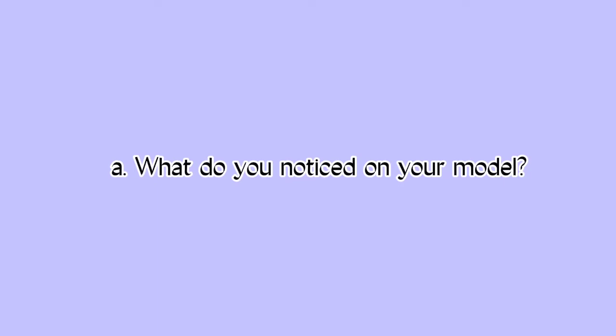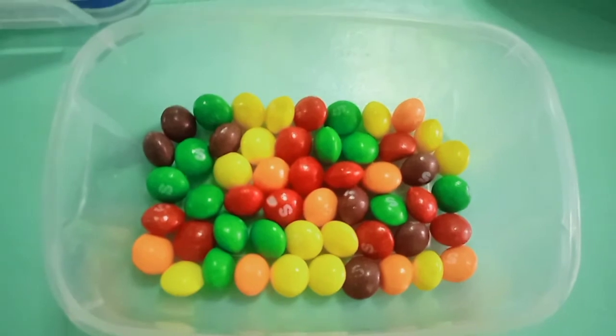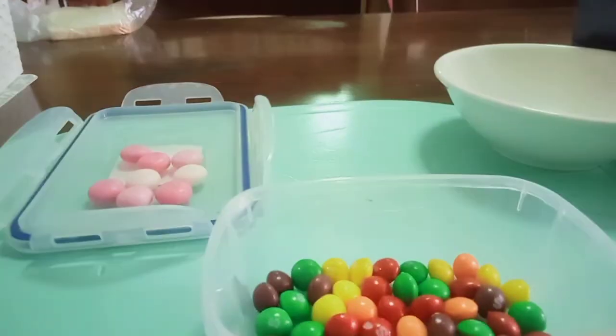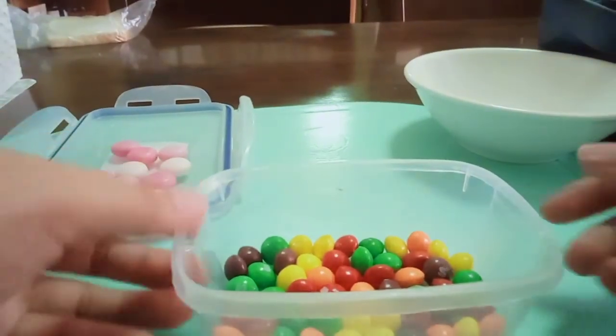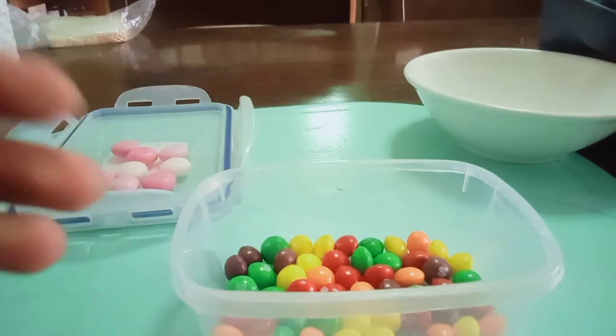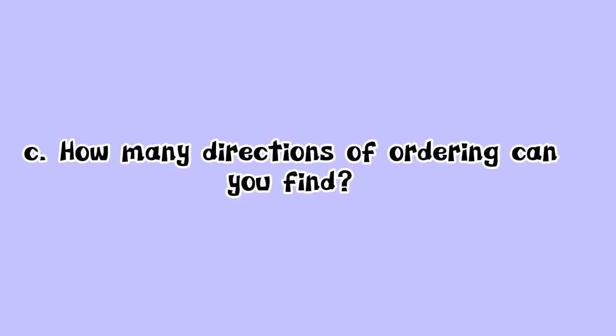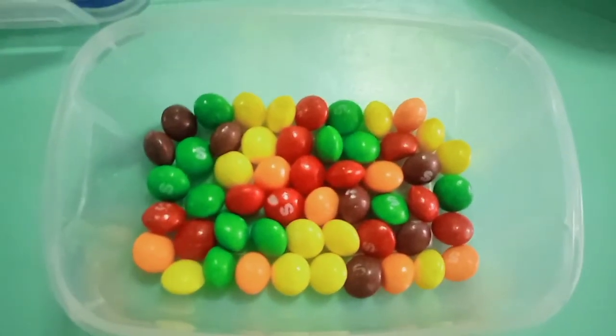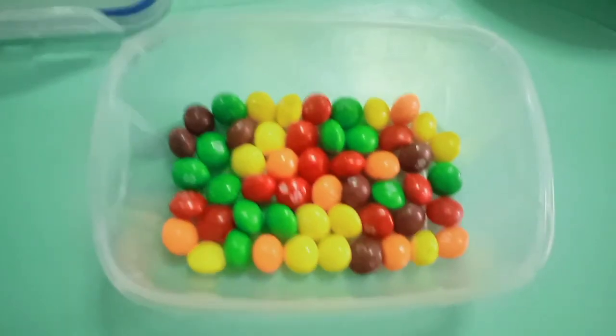What do you notice on your model? On my model, I discovered that the candies maximize the amount of space they take up and are basically highly viscous. What type of solid was shown by your model? The type of solid shown by my model is crystalline solid. How many directions of ordering can you find? I can find 2 directions of ordering, horizontal and vertical.